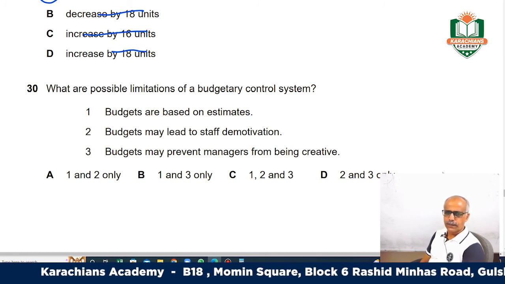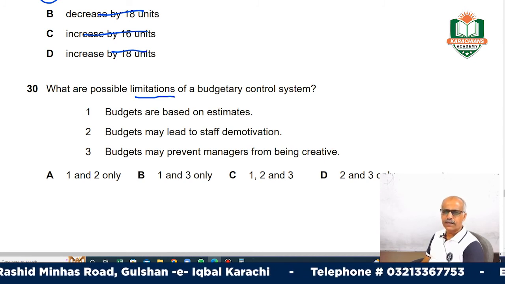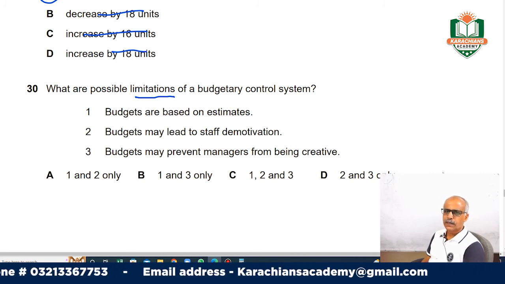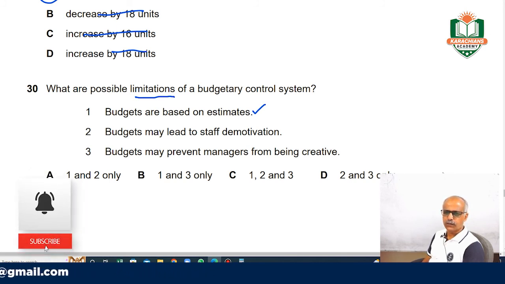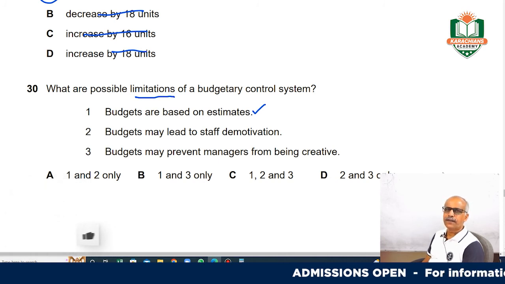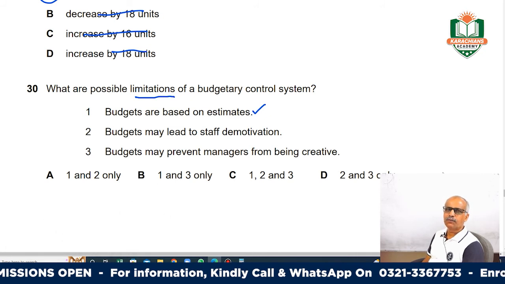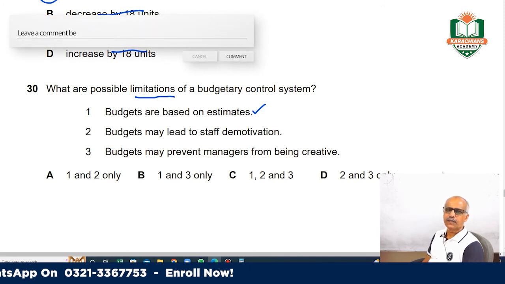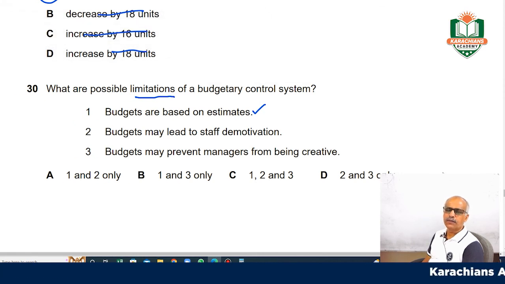So what are the possible limitations? When we implement budgets, there are certain problems. Budgets are based on estimates: this is right, a budget is an estimate. Budgets may lead to staff demotivation: yes, this is also correct, because when staff are free to work with no control they are very happy, but if you put control through a budget and tell them they cannot overspend, ultimately staff will get demotivated.